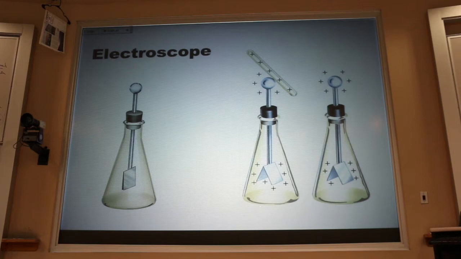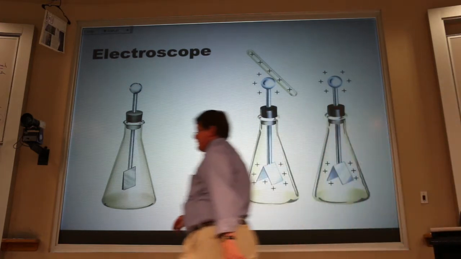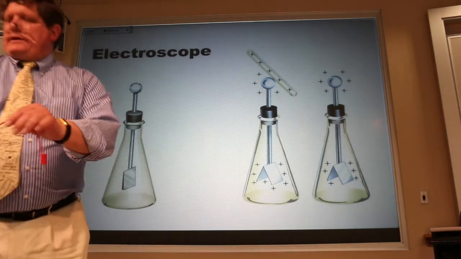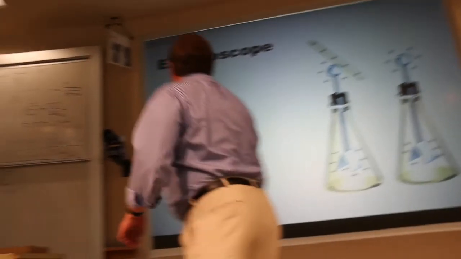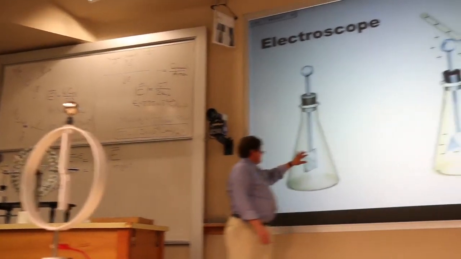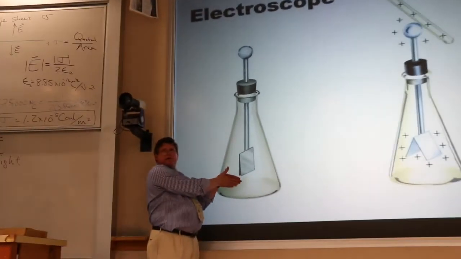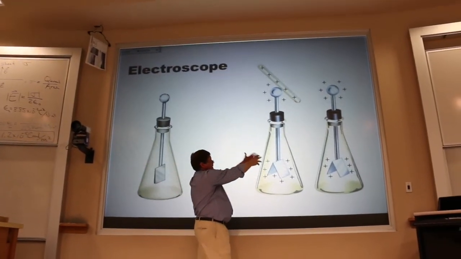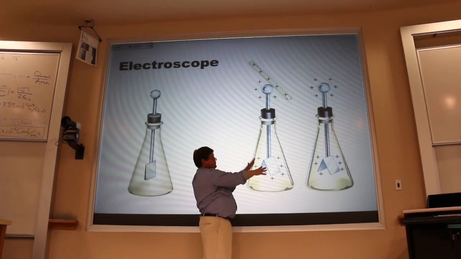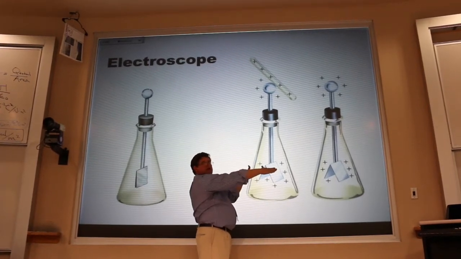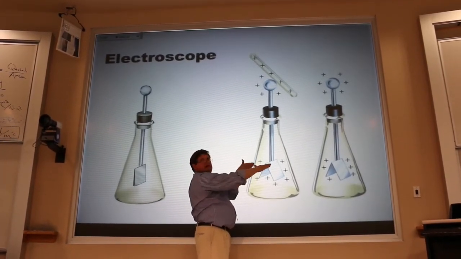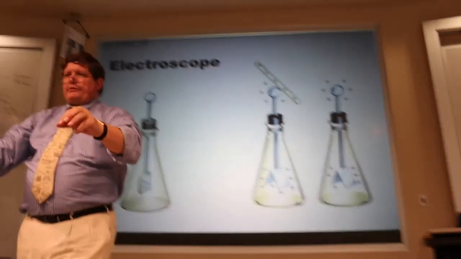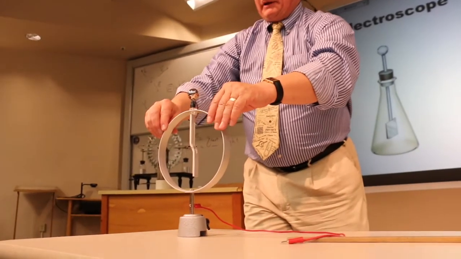Okay, in order to demonstrate this, I first of all have to demonstrate an electroscope. Now, a simple electroscope just has pieces of foil that are hanging. And when I put a charge on the electroscope, some of that charge spreads out to the foil, and then the foil is repelled from each other, and you can detect the presence of the charge.